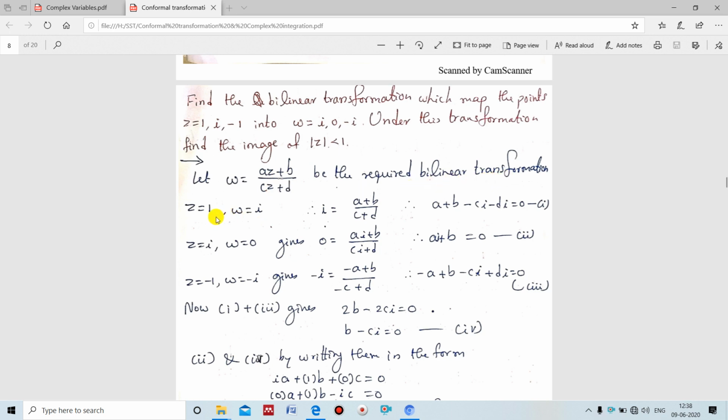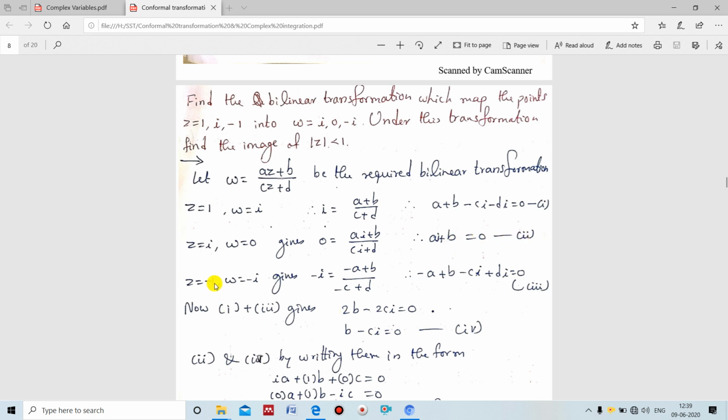First put the first point z is equal to 1, w is equal to i, we get i is equal to a plus b divided by c plus d. Therefore on solving we get a plus b minus ci minus di is equal to 0. Put the second point z is equal to i, w is equal to 0, put w is equal to 0, ai plus b divided by ci plus d, 0 into anything is 0, ai plus b is equal to 0, it is equation number 2.